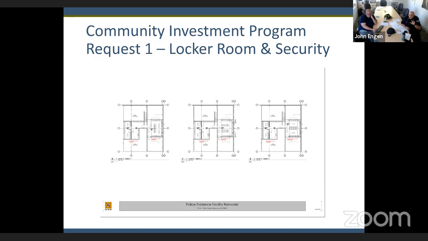The lockers in there won't be full-size lockers because there's not sufficient space to give everyone a full-size locker. They will be half lockers, which means that they will be able to keep a change of clothes and their basic gear in there. There's not a lot of space for a lot of other things. It'll be just an opportunity for them, as a place to change their clothes at the beginning of shift, end of shift, and when necessary, should they become exposed to something.